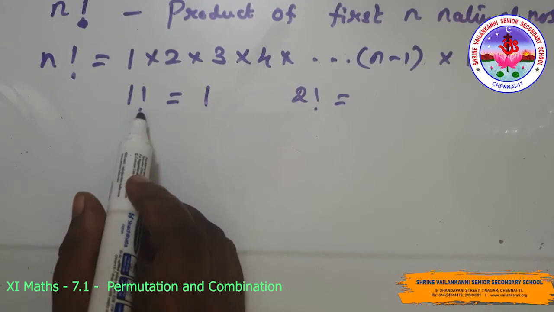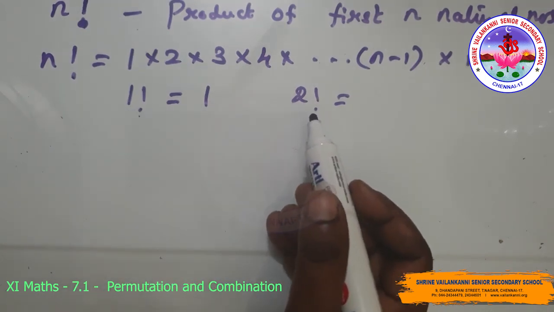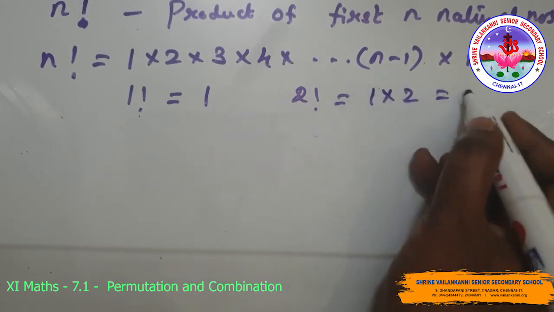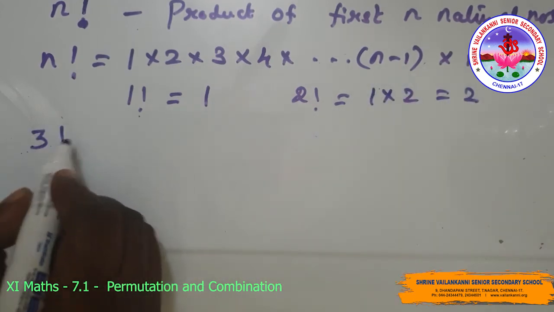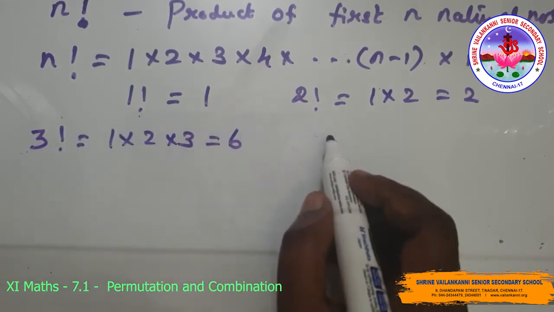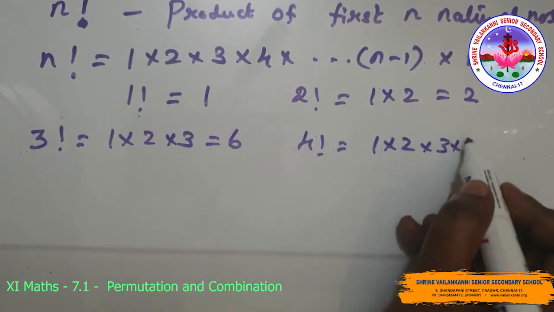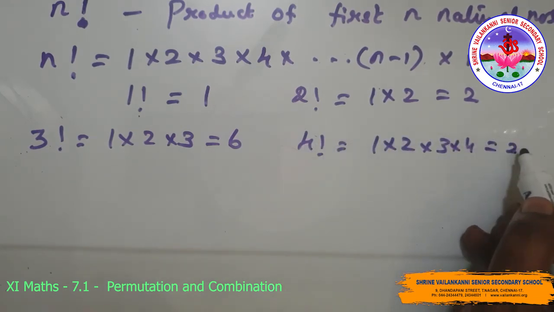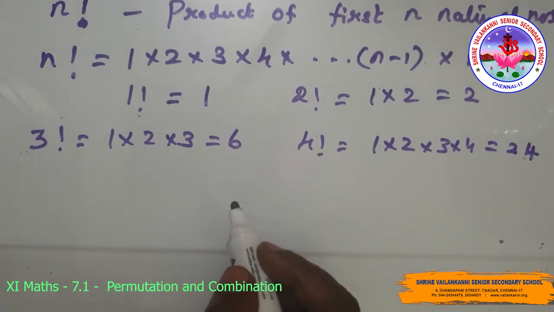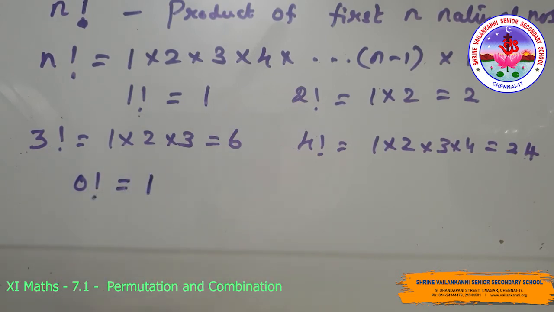So what is 1 factorial? 1 factorial is 1. And what is 2 factorial? Which is the product of the first two natural numbers, so 1 into 2, which is 2. And what is 3 factorial? 3 factorial is 1 into 2 into 3, which is 6. And 4 factorial is 1 into 2 into 3 into 4, which is 24. And so on. We define 0 factorial as 1.